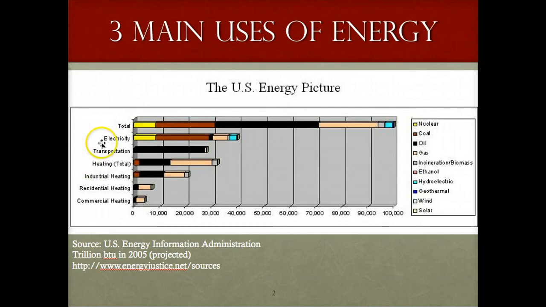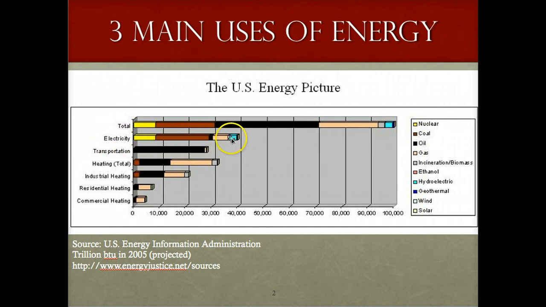Unit 2 will focus on how to make the electricity sector more sustainable, and Unit 3 will focus on how to make the transportation and heating sectors more sustainable. This graph shows how the three sectors stack up in terms of amount of energy used and the primary energy sources that supply each sector.